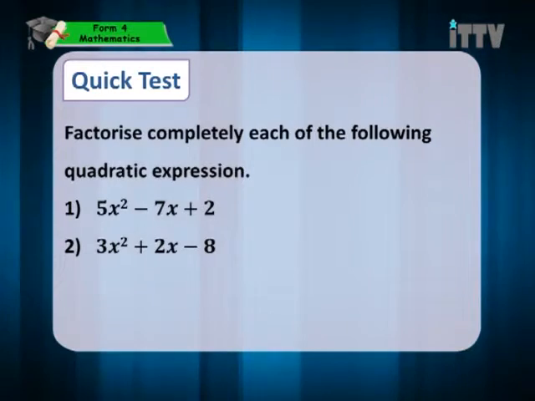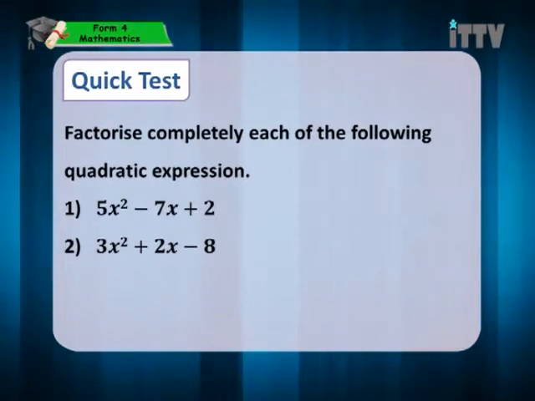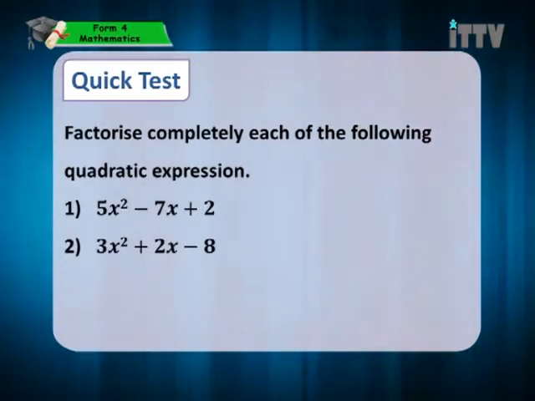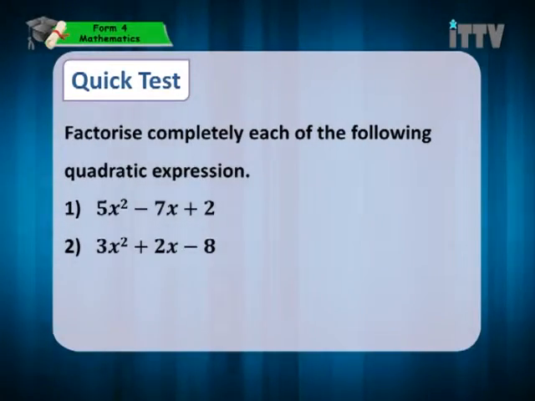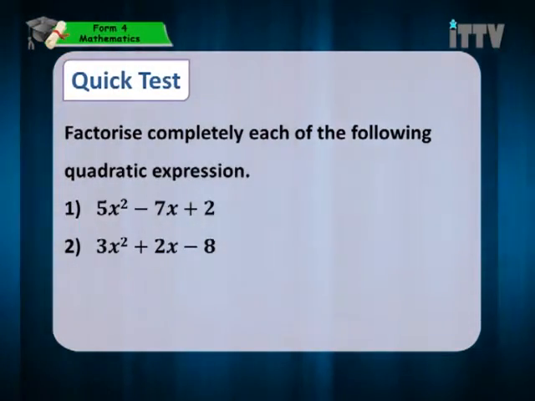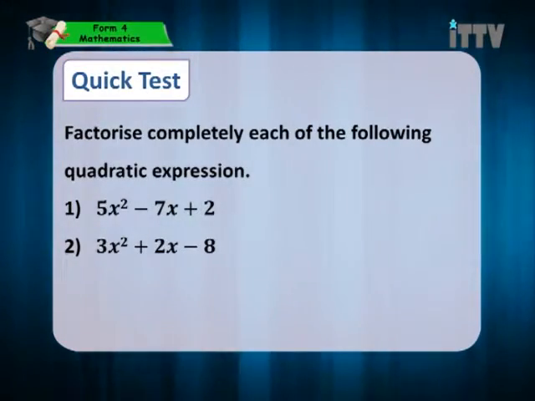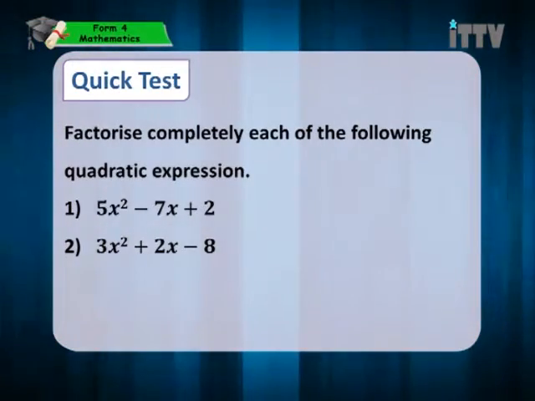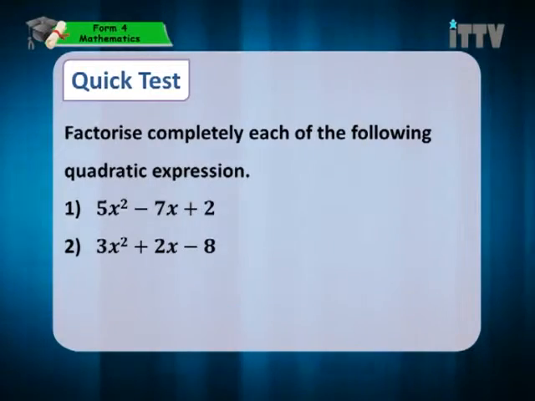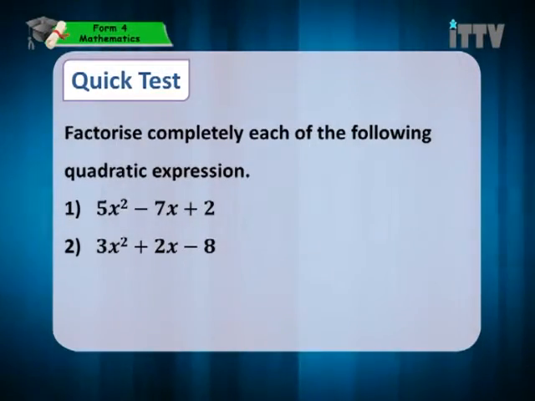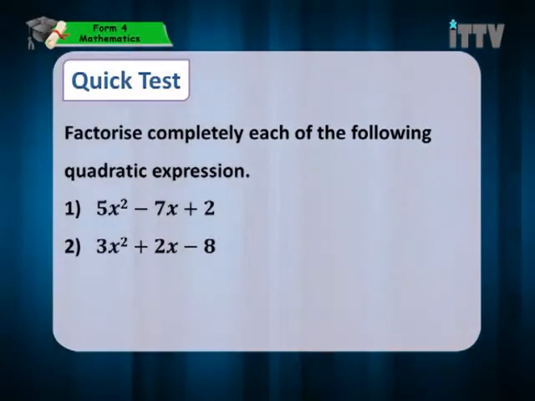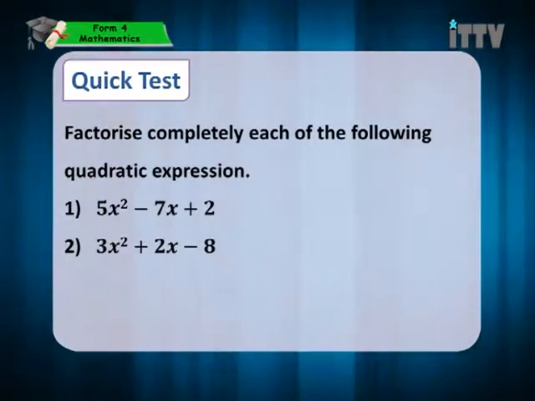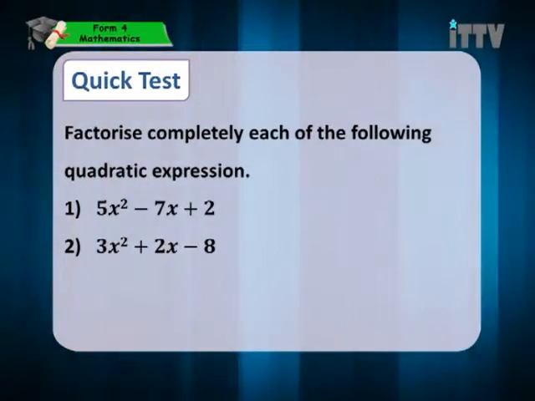So guys, we have learned how to factorize quadratic expression, especially in this manner, where a is not 1. Remember the 5 steps. Now there's a quick test for you. There are 2 quadratic expressions which I want you to factorize. Factorize completely each of the following quadratic expressions. Number 1, 5x squared minus 7x plus 2. And number 2, 3x squared plus 2x minus 8. I give you some time to factorize them.